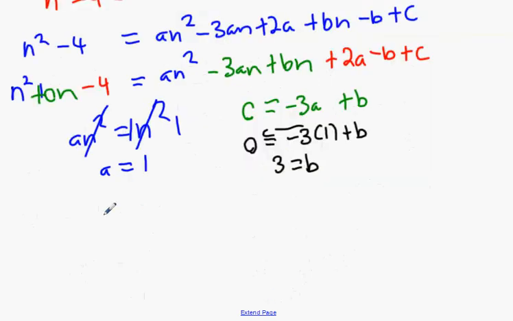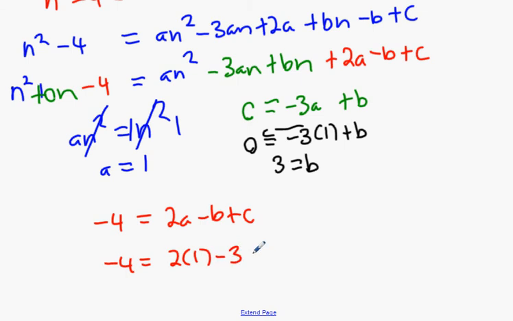Finally, the red part. What do we write down for the red part? Minus 4 equals. Okay, when that's done, what's the a value? 1. What's the b value? 3. What's the c value? We don't know yet. Minus 4 equals 2 minus 3 plus c. Bring the minus 1 over to your side. 2 multiplied by 1 is 2. Take away your 3. Minus 3. c equals minus 3.